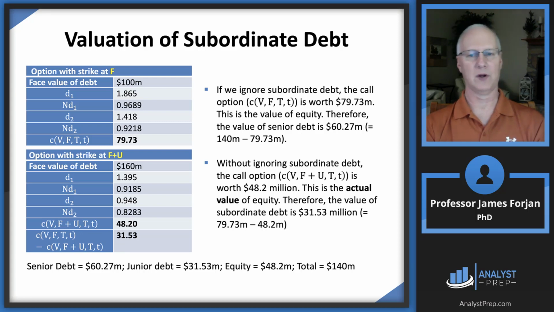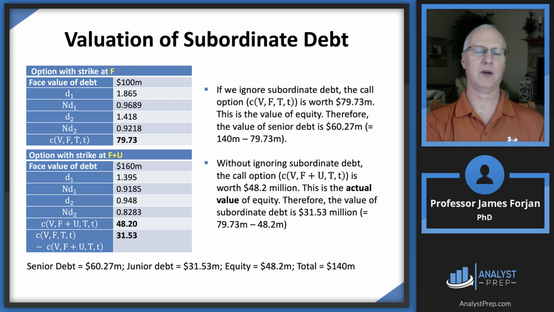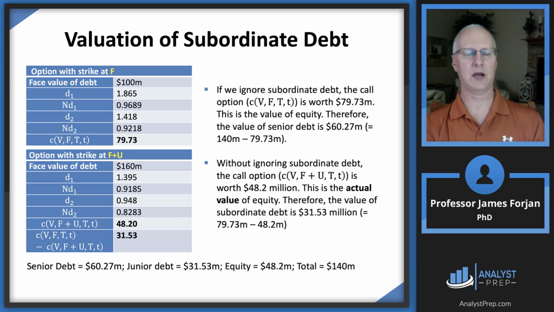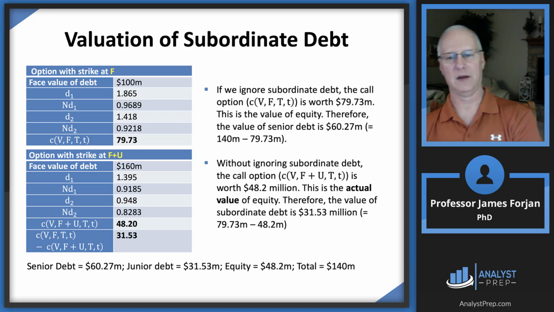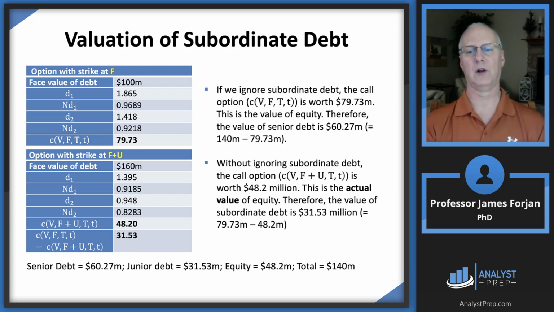Now, look at the second part down here. Without ignoring the subordinated debt, the call option is worth only $48 million. And so the value of that subordinate debt is $31 million, right? So look at the bottom there, senior debt. We've got 60.27, right? We calculated that up at the top. Then we have junior debt, 31 million. We calculated that at the bottom. And then we took the difference there to get the equity of 48 million. So we've got 60, then 31, then 48, and that sums to the $140 million.